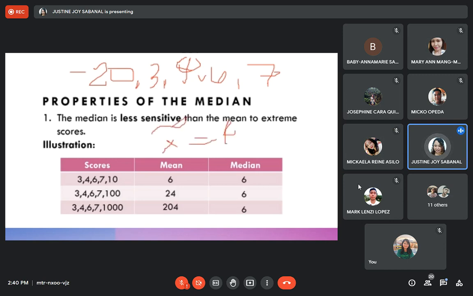So, pag kinompare na natin ito sa mga unang example, nagkaroon na ng changes kasi naiba yung arrangement nila. So, doon lang naaapektuhan po ng extreme score yung median. So, clear po? Yes po. Thank you.